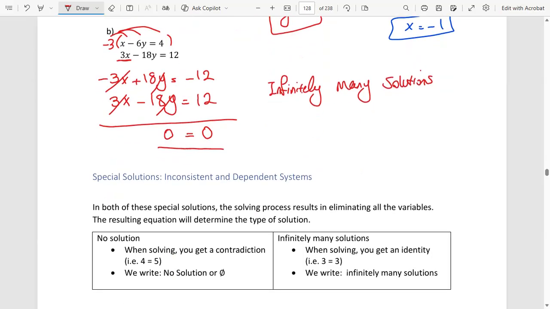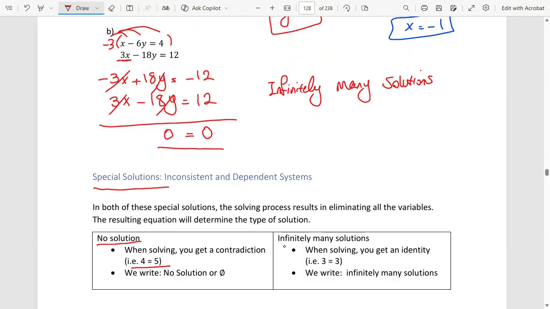So infinitely many solutions and no solution are special solutions that we can get for systems. When do we have no solution? When we eliminate both of the x and y, and we get a contradiction: two numbers on both sides that are not equal to each other.